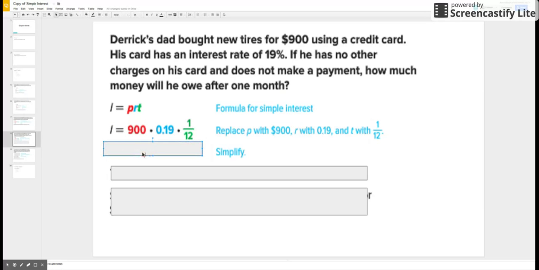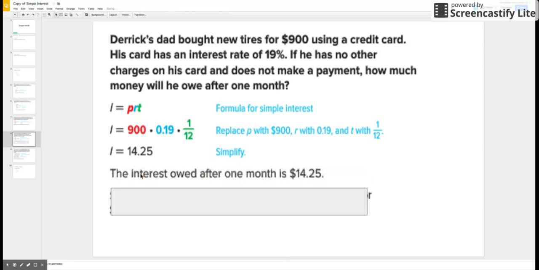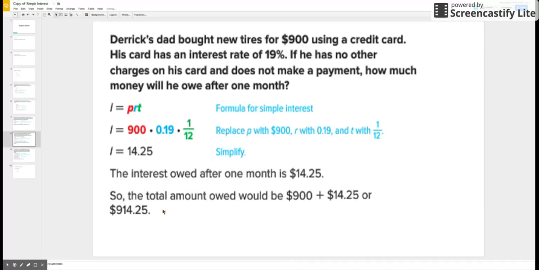So then you're going to simplify. You're just going to multiply 900 times 0.19 times 1/12, and you can use your calculator for this. And you get 14.25. So your interest owed after 1 month is $14.25. So your total amount owed, you would add the $900 plus the 14.25, and you would get $914.25.